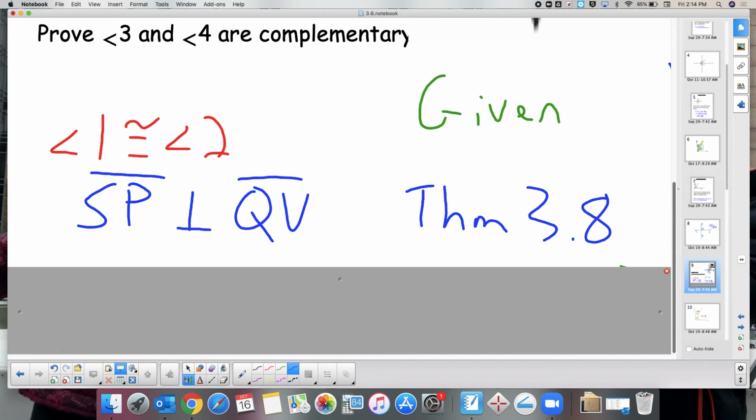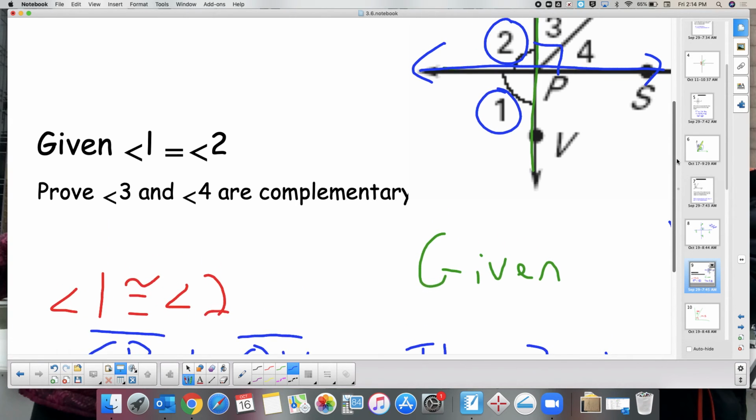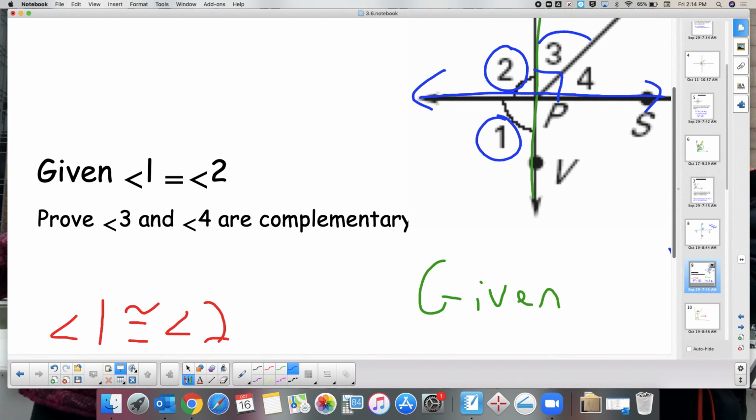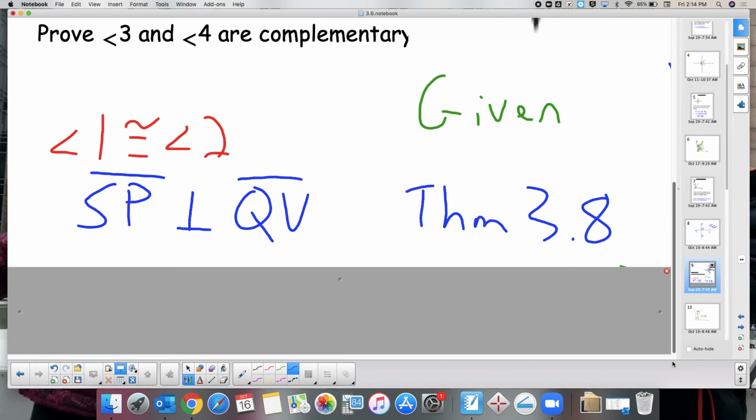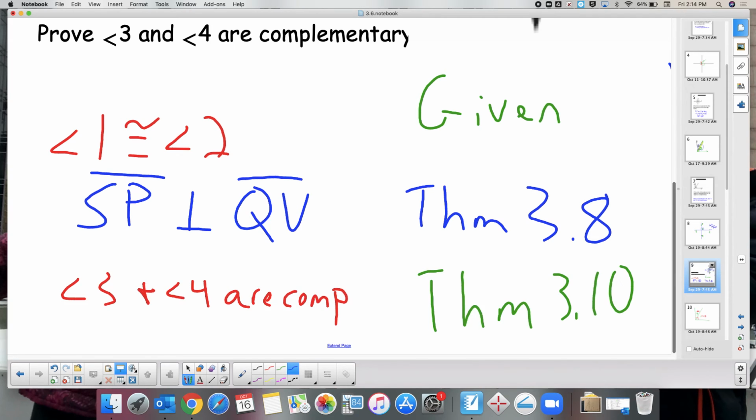Now, if you look at how we just marked that picture, when we mark those lines to be perpendicular, notice what that says about angles 3 and 4. Angles 3 and 4 are going to have to add up to be 90 degrees. We call those complementary angles. And the theorem we went over that exact idea, and that was theorem 3.10. Now, as long as you can explain those in a proof, that's what matters. You don't need to memorize the numbers.